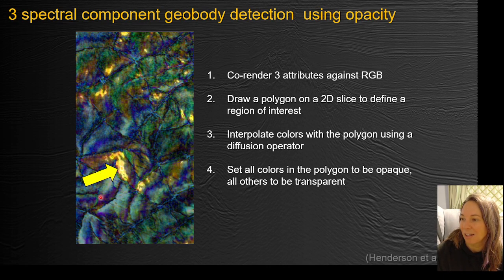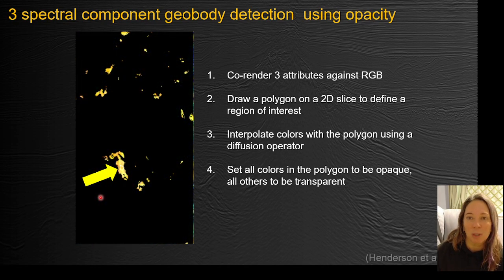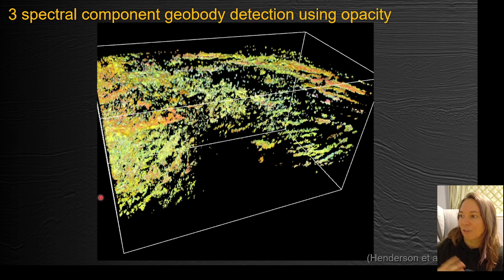All right, so there's our polygon. We've set everything else to be transparent. And so now we can see regions in the seismic where it is similar to our region of interest. And then from that, you can move into 2D and 3D. In this case, we're looking at 3D, where we can see from the spectral component analysis all the geobodies that were similar in the seismic in our different multiple attributes to the area that we're interested in, using that opacity.